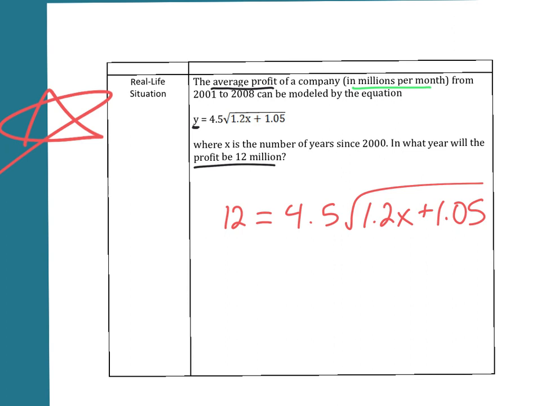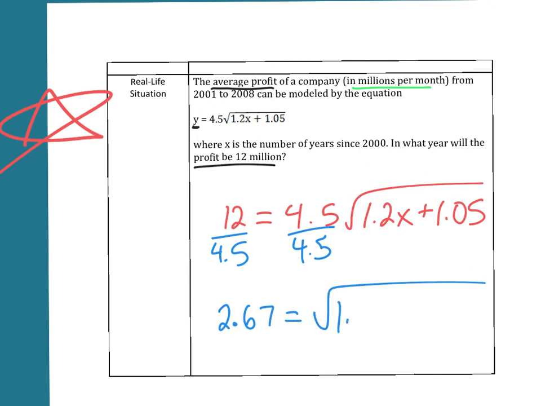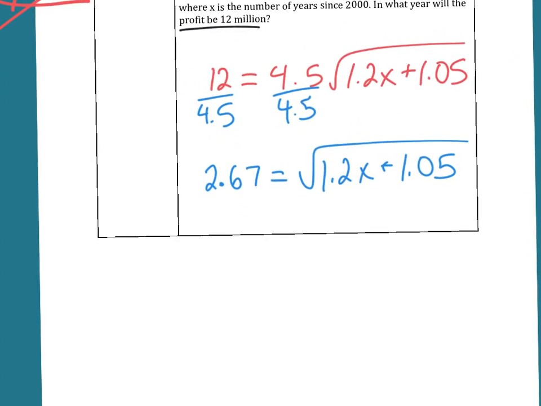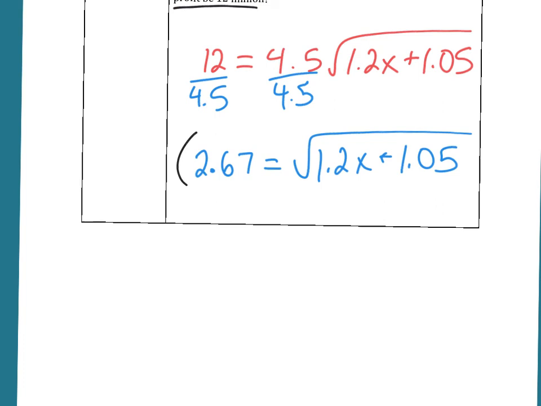Okay, could we solve something like this? Yup. What do I do? Divide by the 4.5. What's 12 divided by 4.5? 2.67. Let's just call it 2.67 equals square root of 1.2x plus 1.05. Now what? Square it. Got to get rid of that square root. What is 2.67 squared? It's going to be an ugly decimal.